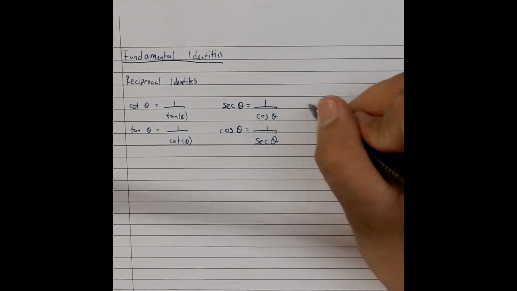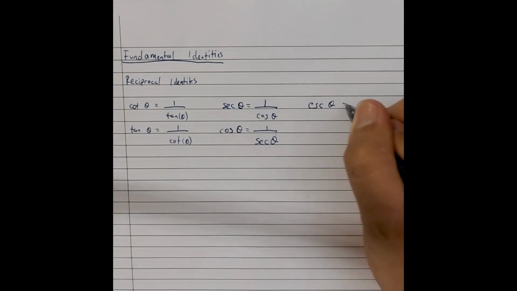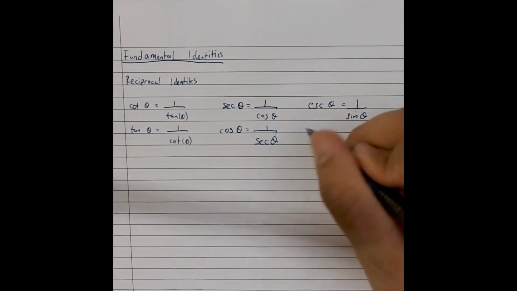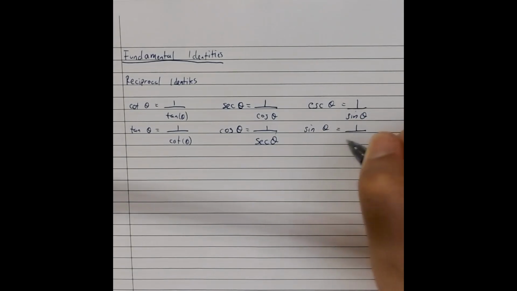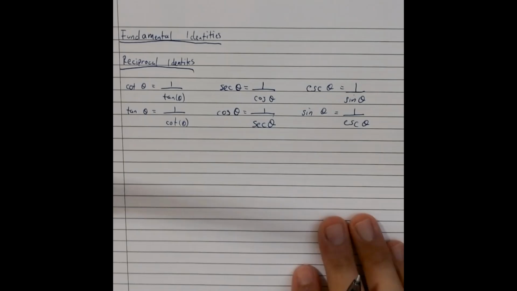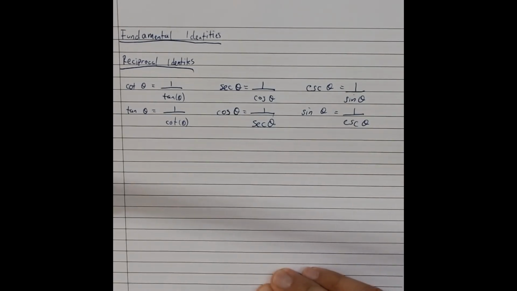And of course, the remaining pair also go together. The cosecant of the angle theta is equal to 1 over the sine of the angle theta. Or you can also say the sine of the angle theta is equal to 1 over the cosecant of the angle theta. Like that. And we see these identities when we first learn about the definitions of the sine, cosine, tangent, secant, cosecant, or cotangent off the unit circle.